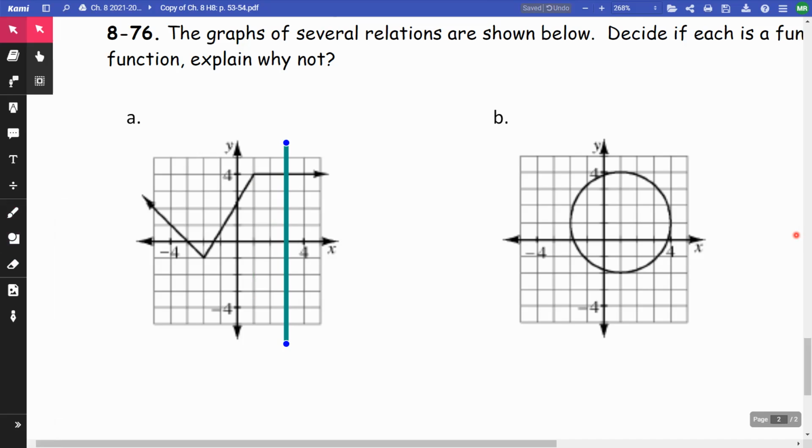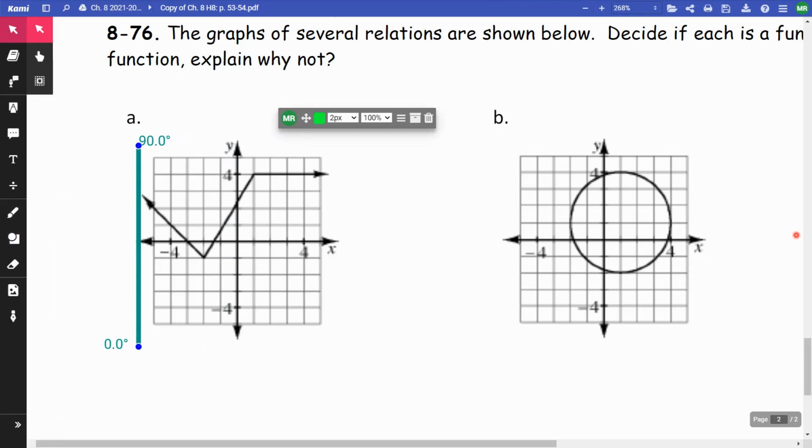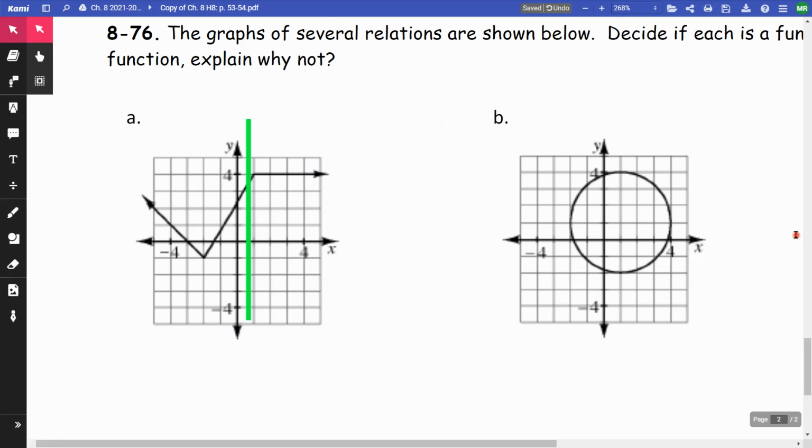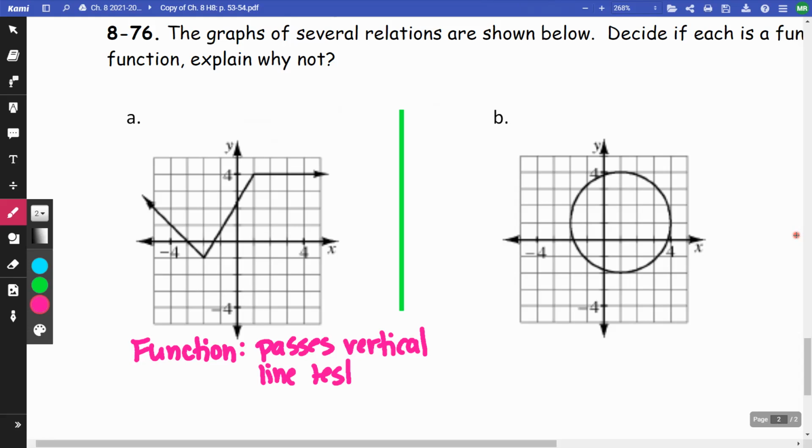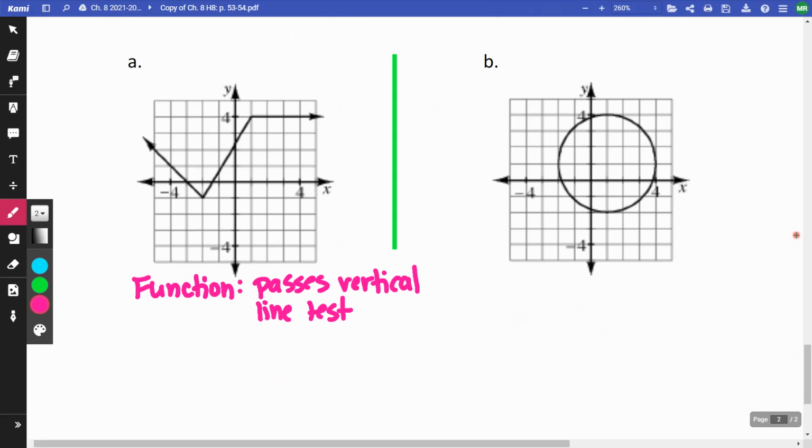Now, if I take this vertical line and I move it across the graph, and everywhere that I move this, it only touches at one spot, which is happening here, then this is a function. Let me just move it off to the side. So this one is going to be a function. Passes vertical line test. And basically what happens when I'm using that vertical line is I'm trying to see if each x has one y. So I'm putting in parentheses, each x has one y.